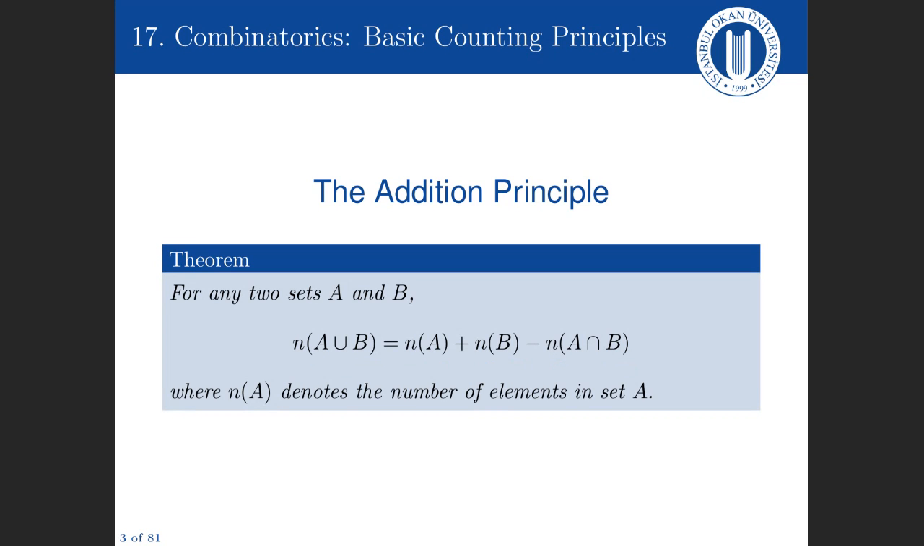And we start with this formula. The number of elements in A union B is the number of elements in A plus the number of elements in B minus the number of elements which are in both A and B.